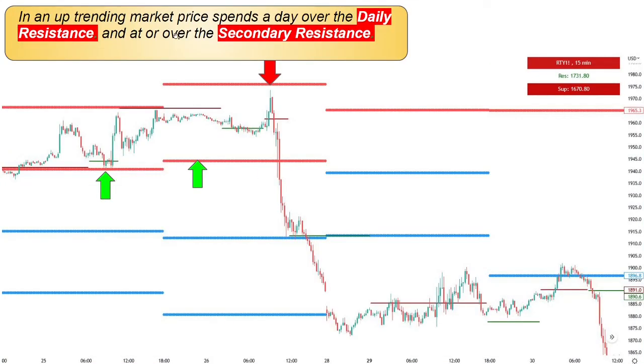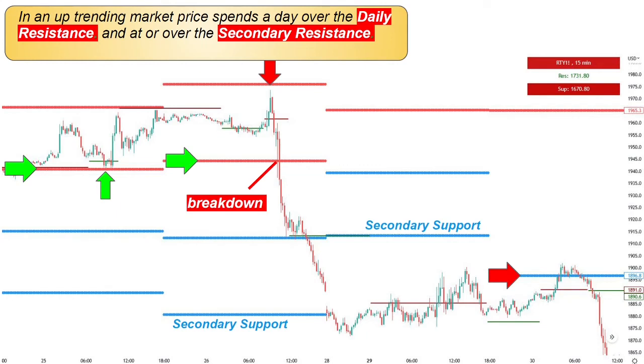In an uptrending market, price spends a day normally over the daily resistance that turns into a daily support. You can see that price found support at daily resistance here, and once bears failed at that level, immediately bulls produced a strong counterattack that always targets the upper red line, the secondary resistance. It got tested twice. Sometimes we have very strong reversals. Those 2 days the market was in clear uptrend.